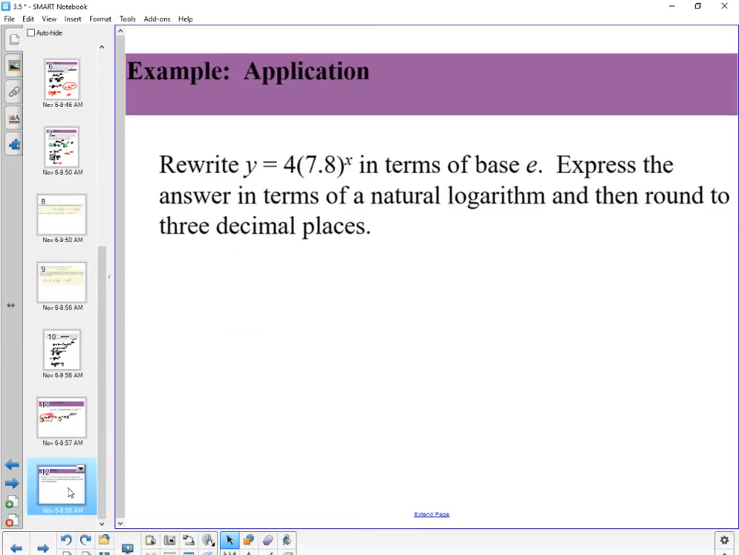I'll see if I can get this one in real quick so you can see that. They want you to rewrite this and express the answer in terms of natural logarithms and round it to 3 decimal places. Y is equal to a, which is 4. That's okay, don't worry about it. 57.48. They apparently guessed that. I'm going to go ahead and stop this real quick.